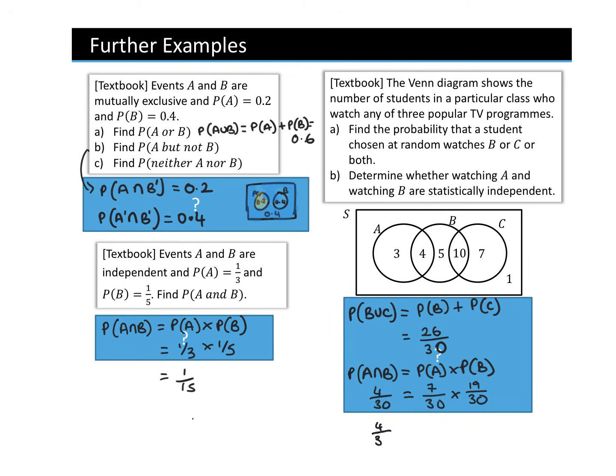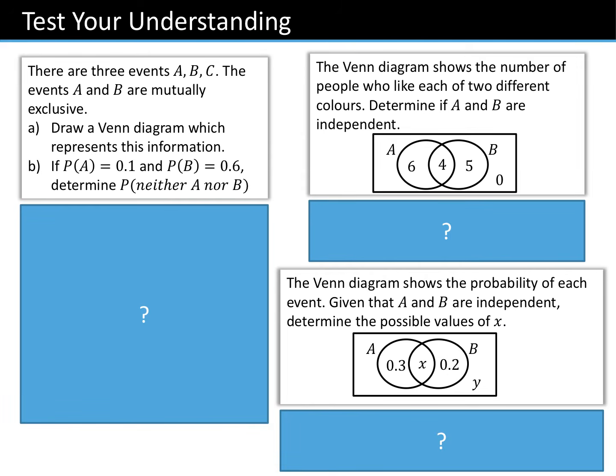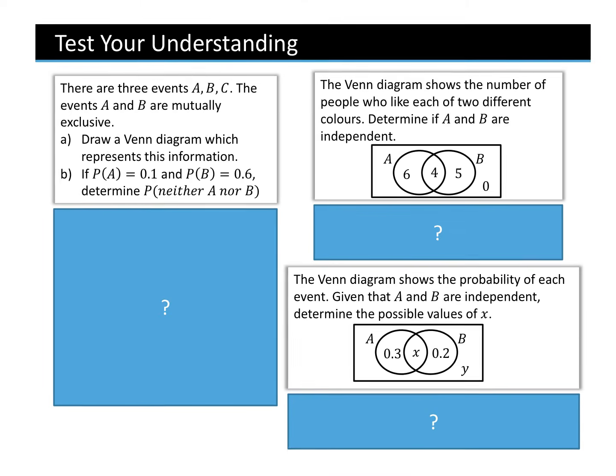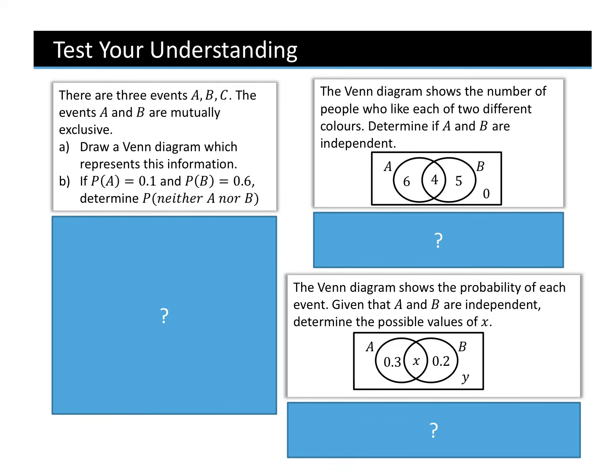So that means that 4 over 30 should equal 7 times 19, 133, over 30 times 30, 900. Do they equal each other? Absolutely not. Okay? Therefore, not independent. Okay, test your understanding. Some similar questions here. Off you go.